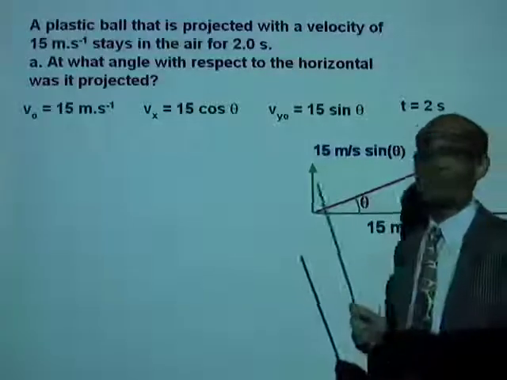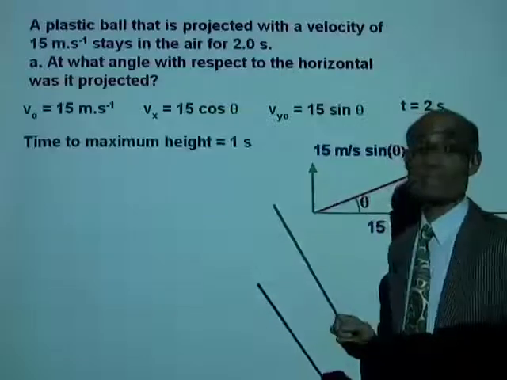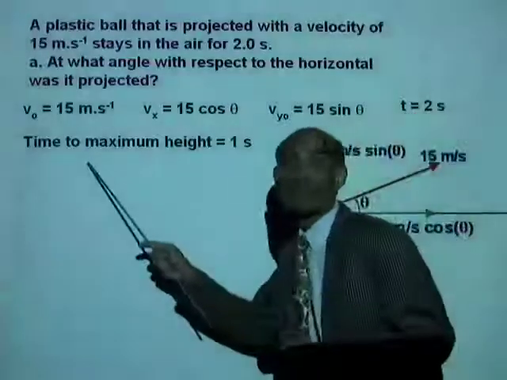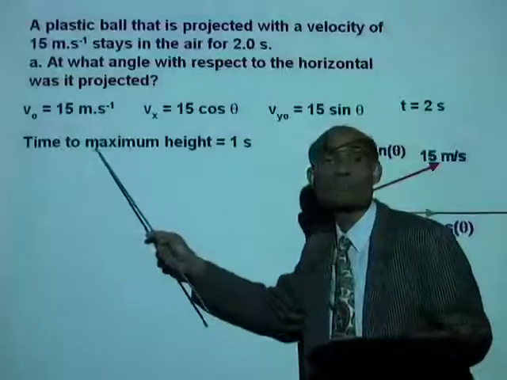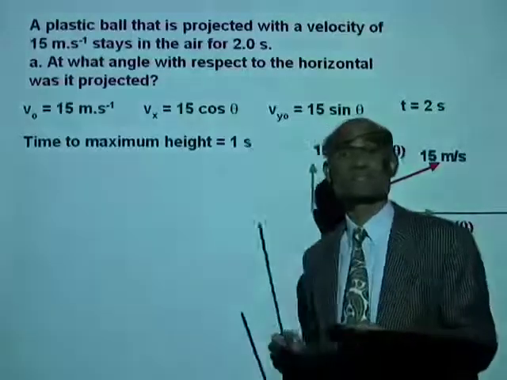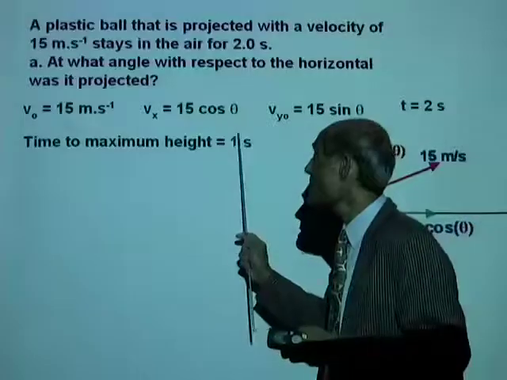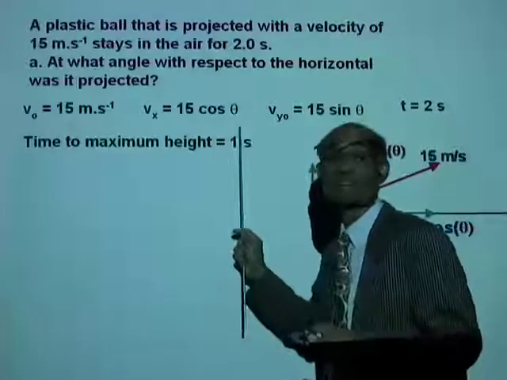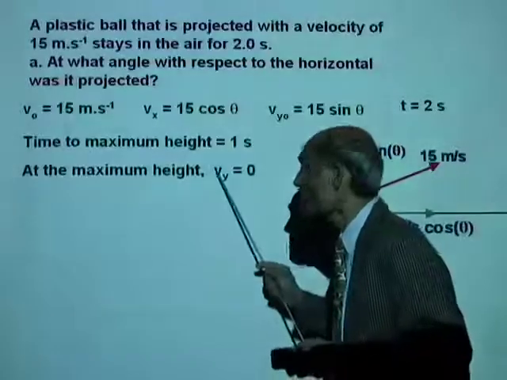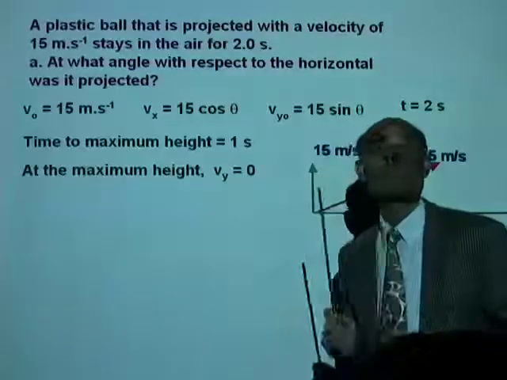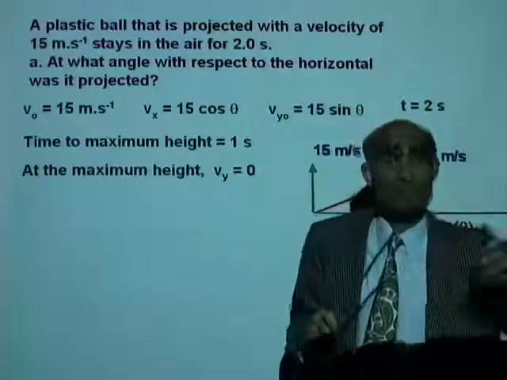And the time of flight is 2 seconds. If the time of flight is 2 seconds, what is the time taken to reach the maximum height? The time taken to reach the maximum height is 1 second. Alright? Now, at the maximum height, Vy equal to 0.